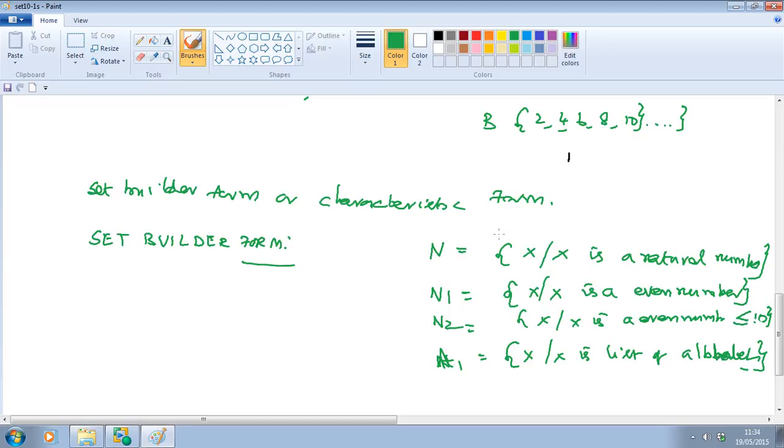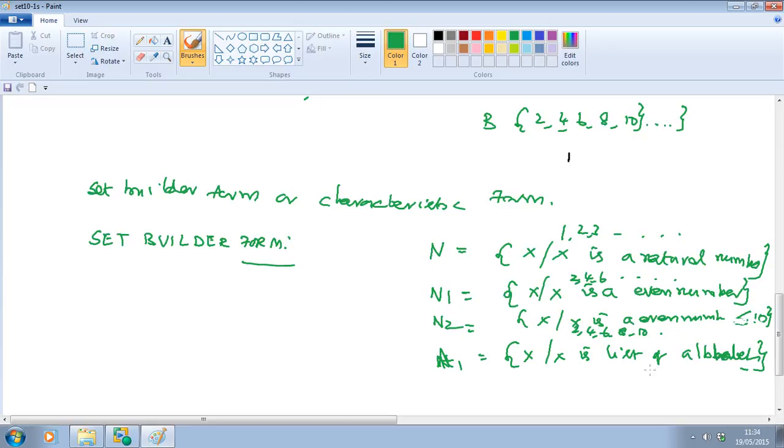What is a natural number? 1, 2, 3 and so on. When we say x is an even number, it means 2, 4, 6 and so on. In the second case, an even number less than or equal to 10, it is defined as 2, 4, 6, 8 and that's all, not dot dot dot. Now it's defined.